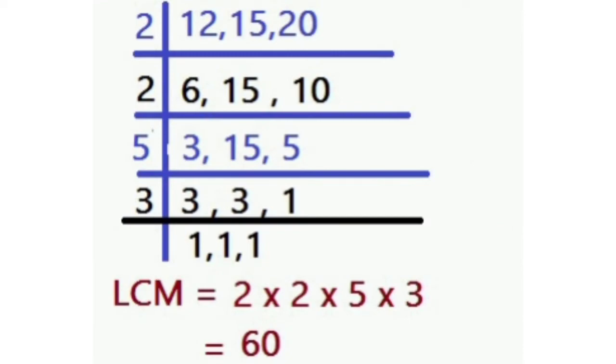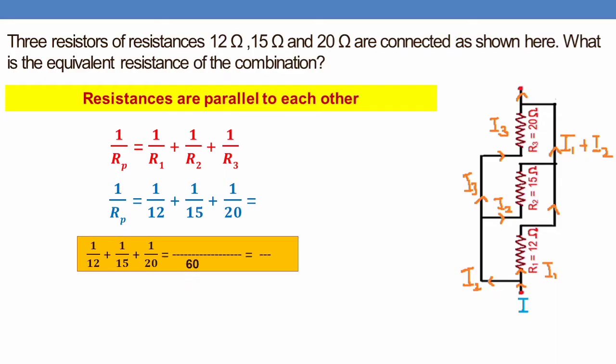So we have found out that the LCM of 12, 15 and 20 is 60. So 60 divided by 12 is 5, plus 60 divided by 15 is 4, plus 60 divided by 20 is 3. So 5 plus 4 plus 3 will become 12 and the fraction becomes 12 by 60. On simplifying, 12 by 60 will become 1 by 5. So 1 by Rp is equal to 1 by 5. So effective resistance or total resistance Rp is equal to 5 ohm.